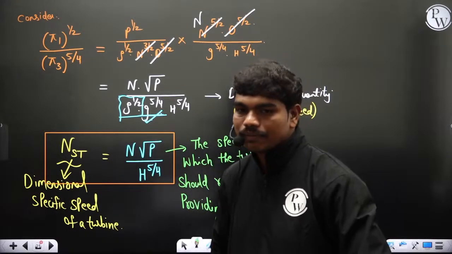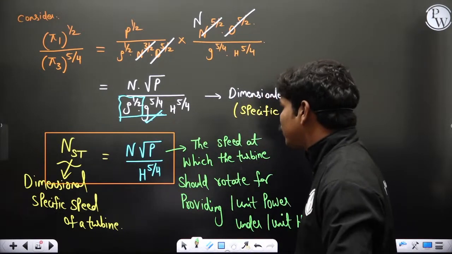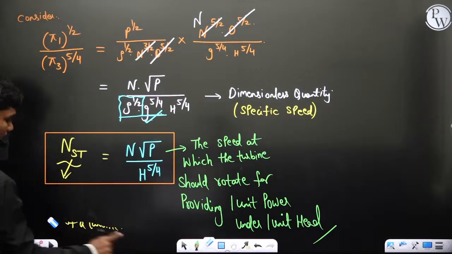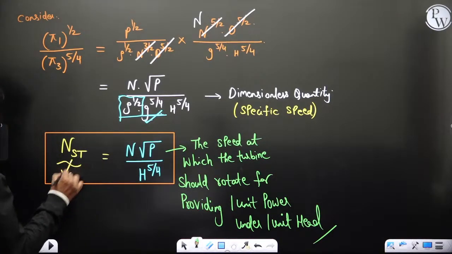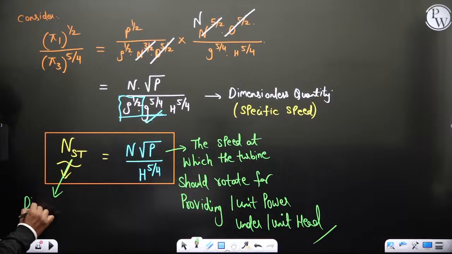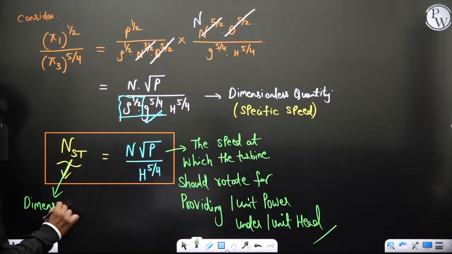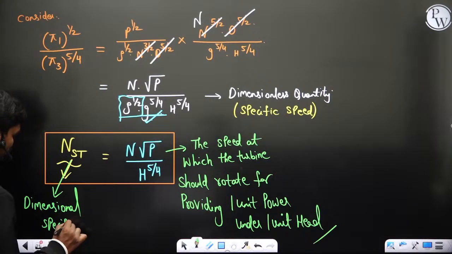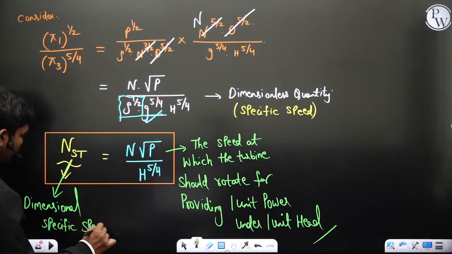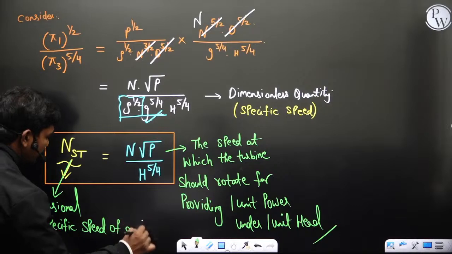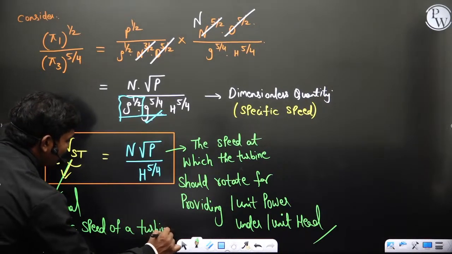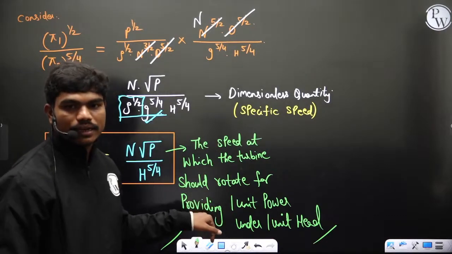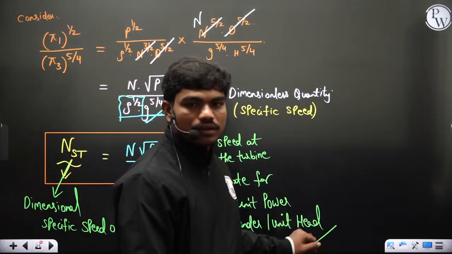Okay, we'll see. So this is what we have for the dimensional. I think this is blocking this, so let me write this separately. Dimensional specific speed of a turbine. So this is the dimensional specific speed of a turbine, and you might have seen this expression, N root P by H power 5 by 4, all these things.